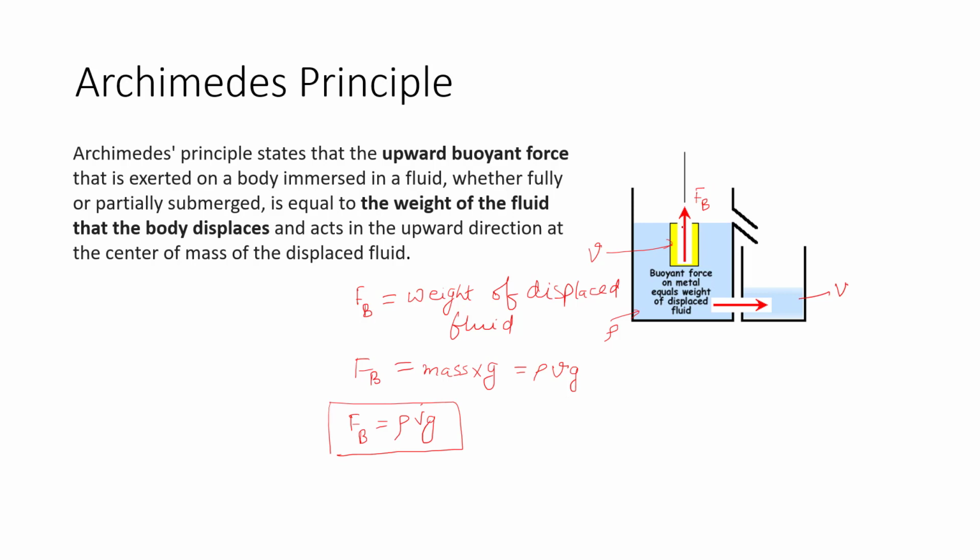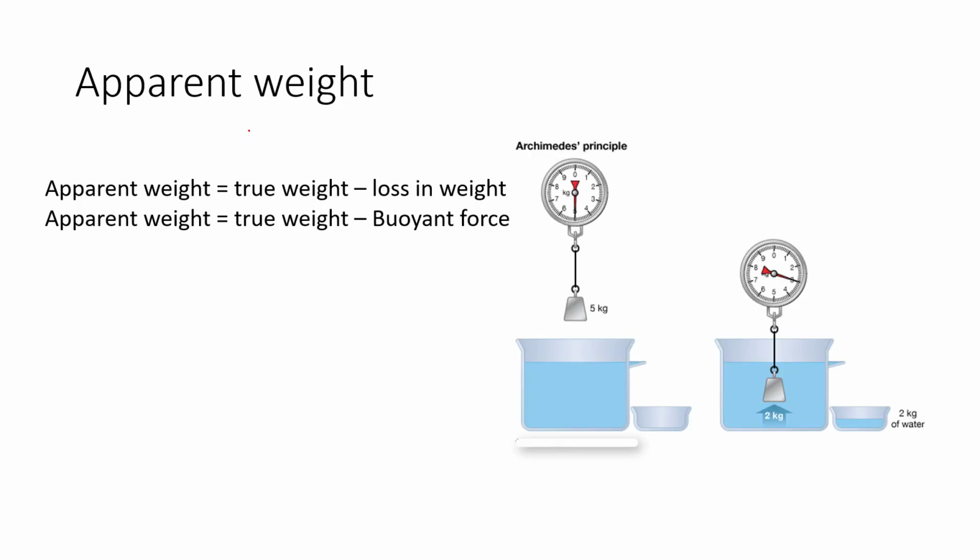Okay students, now let's move on to the next slide. In this slide, we are going to discuss the apparent weight. You see here, this object weighs 5 kg in air. The reading on this scale is also 5 kg, correct? Now let's dip this inside water. When we dip this inside water, it displaces a fluid which is equal to 2 kg. So the buoyant force that will act on this block will be equal to 2 kg. And you also see that the reading of the scale now is 3 kg.